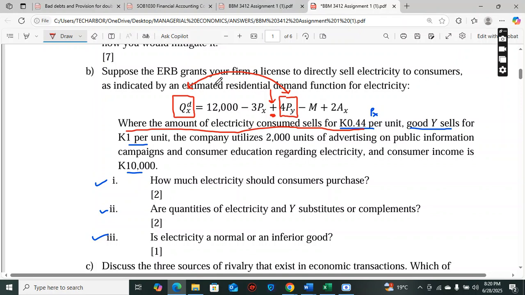Not the price of the other item, the quantity demanded. Yes. So if the price of good Y goes up, the quantity demanded of good X goes up. Positive relationship. So are they substitutes or complements? Maybe even before I ask you that, we know what substitutes are.